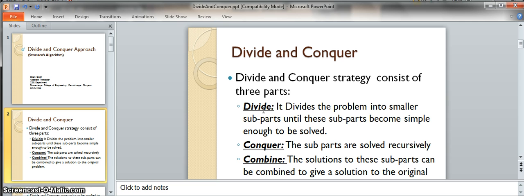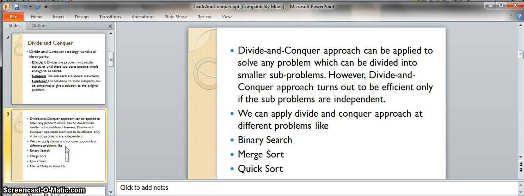The second one is the conquer part. In this part we solve the problems recursively. And the third one is combine. In the combine part we combine all the solutions of the subparts to make the solution of the original problem.